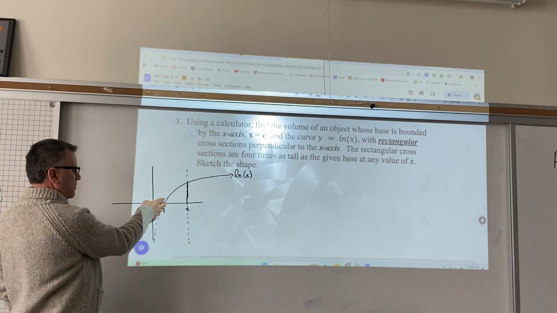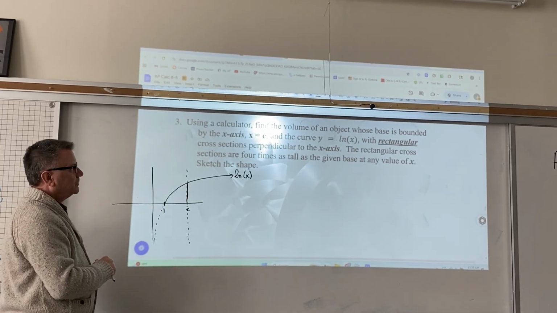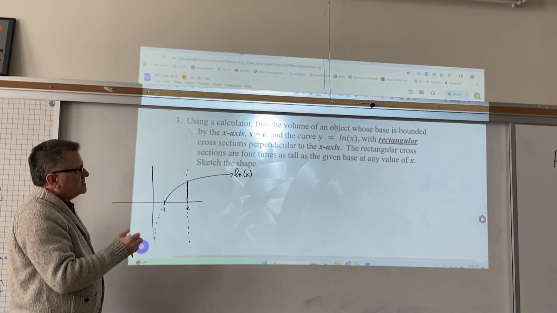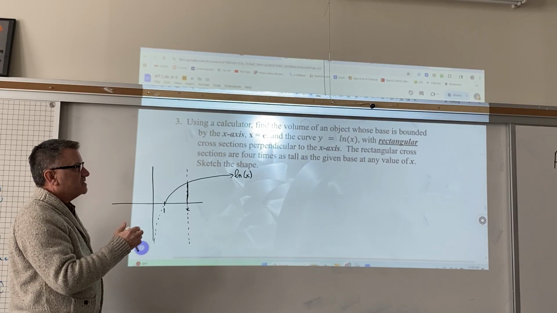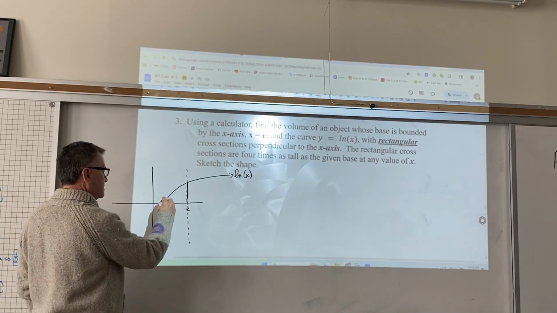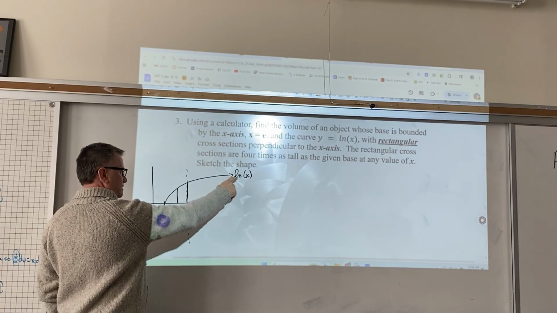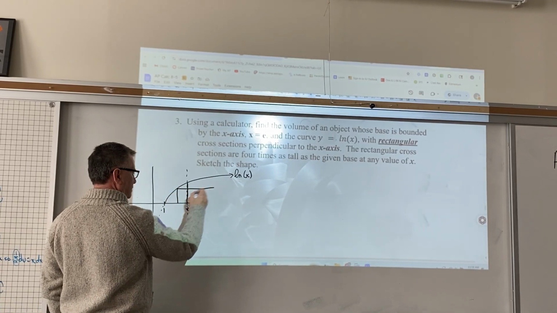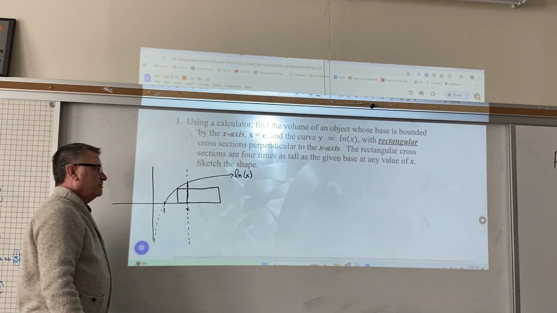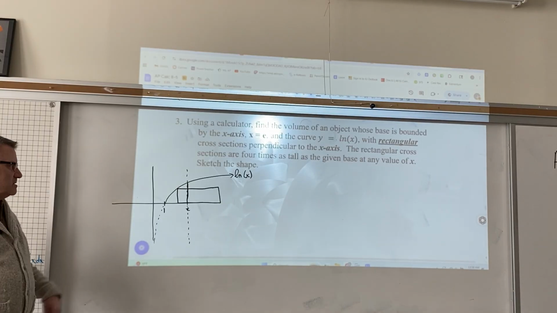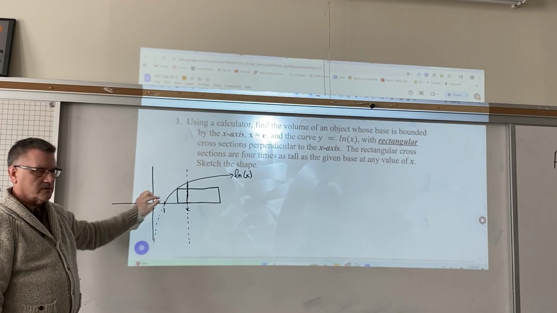Of course, my rectangles are going to be very small here, but my rectangles are going to be kind of big over there. And these are rectangles. Well, specifically, how are these rectangles being built? The rectangular cross sections are 4 times as tall as the given base. Well, we know what the base is, right there. And then it's 4 times as tall. That's what's coming out at me. So here, they're really going to come out far. Here, not so far.